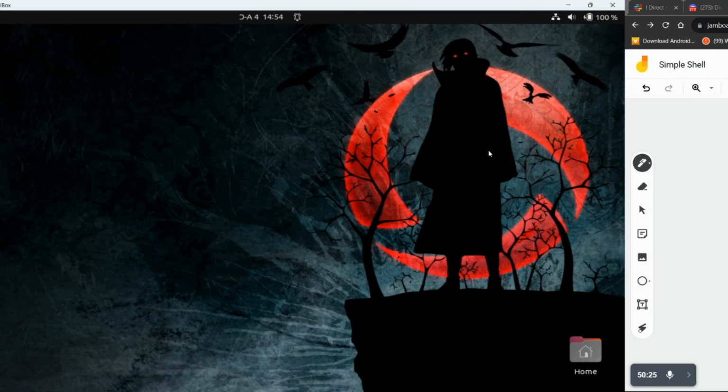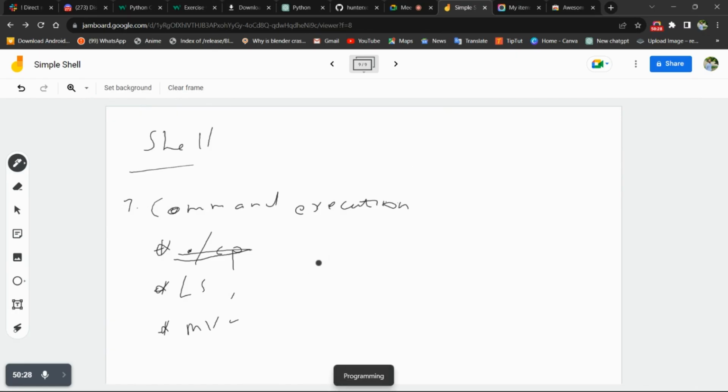So I've been able to explain what command execution means, what it does, and input and output redirection. So please, before we move on, does everyone understand what command execution means?